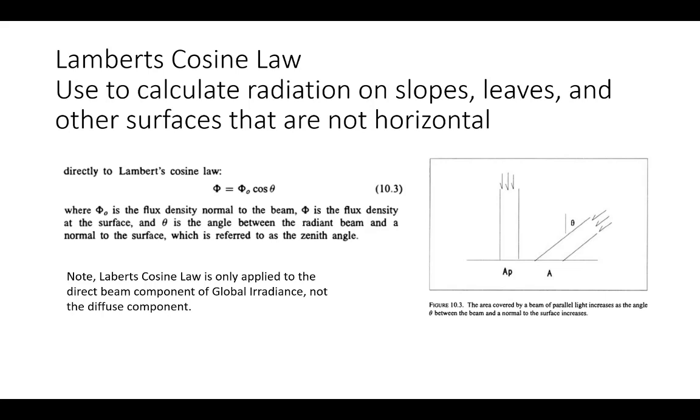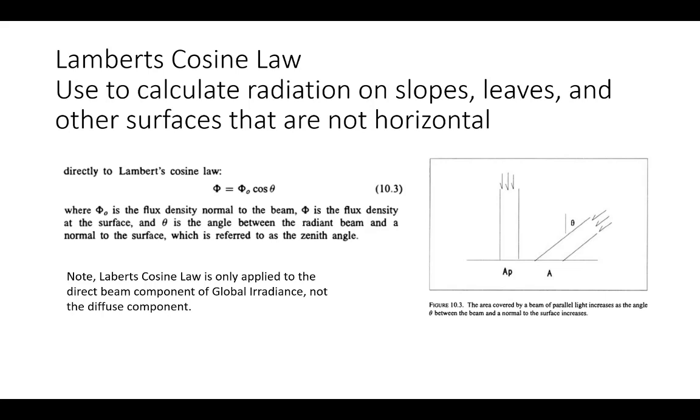And so we know that the angle at which the solar beams strike the surface affects how much radiation, the radiation density, or the amount of radiation incident upon the surface. This is called Lambert's cosine law. There's a good discussion of it in the textbook. Basically it says the flux density on a horizontal surface is equal to the radiation normal to the sun's beams times the cosine of the zenith angle, okay?